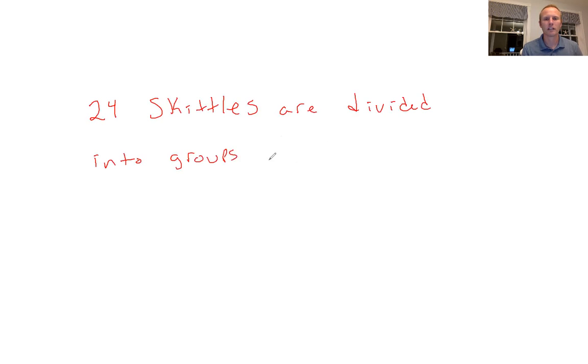And that is saying that there are, just like the last lesson, I'm going to talk about food here. So there are, well, my kids would appreciate this one. There are, let's see, 24 Skittles divided into groups of 6. How many groups are there?